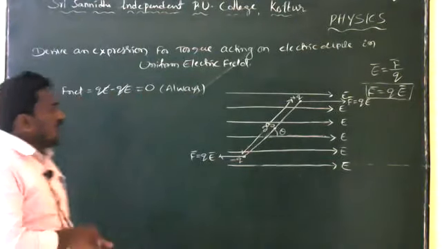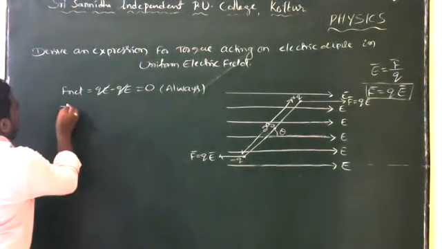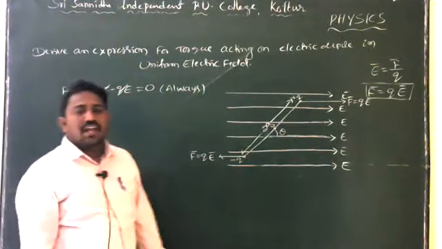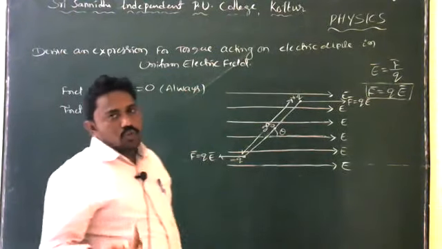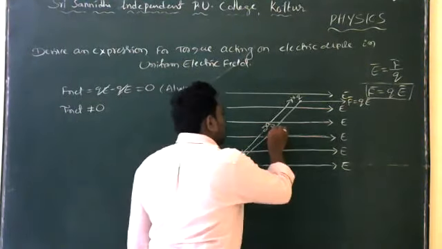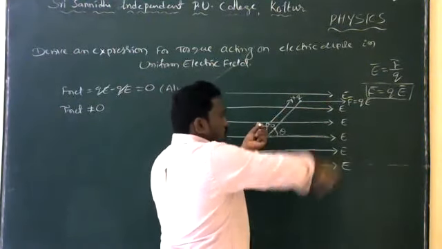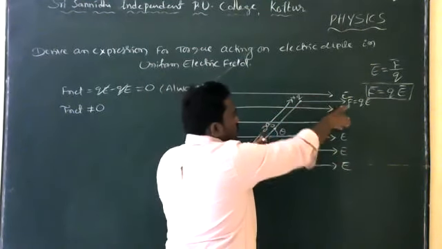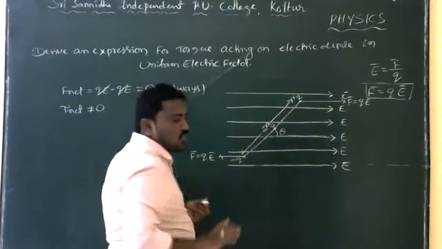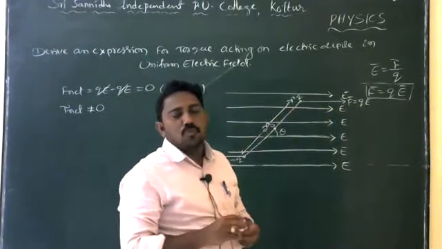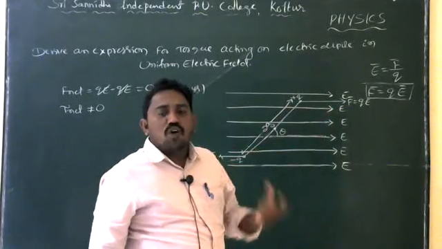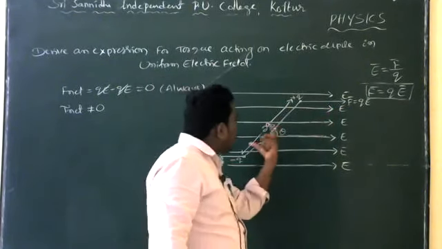Now we can calculate the torque. The torque acting on an electric dipole is not equal to zero. Torque means a couple. This is the center of the dipole; one force is QE and the other is minus QE. These two equal and opposite forces constitute a couple, and this couple is acting on the electric dipole.